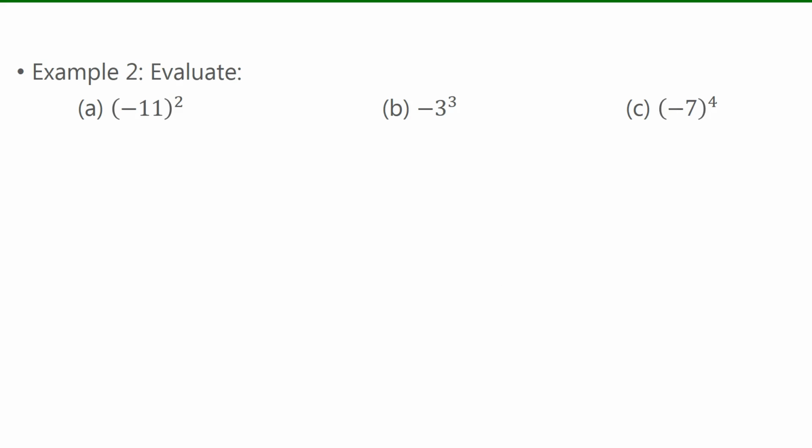Example 2, negative 11 squared. This is negative 11 times negative 11, which is positive 121. Now B, there's no brackets. This means negative 3 times 3 times 3, which is negative 27. And C is negative 7 multiplied by itself 4 times, which gives us a positive 2,401.